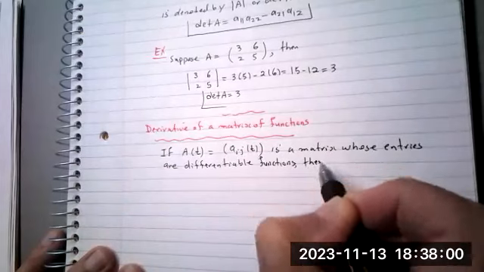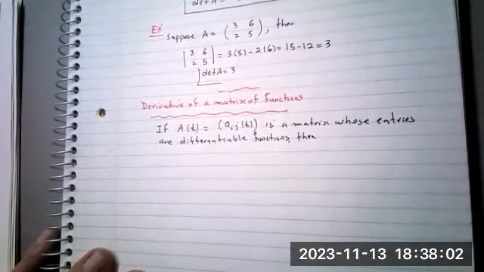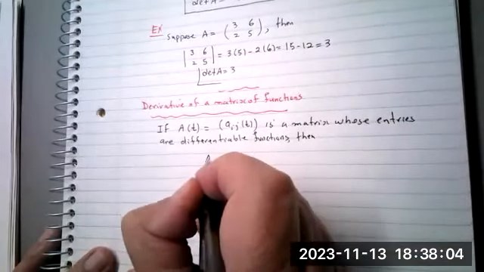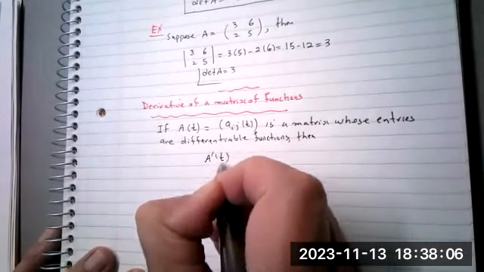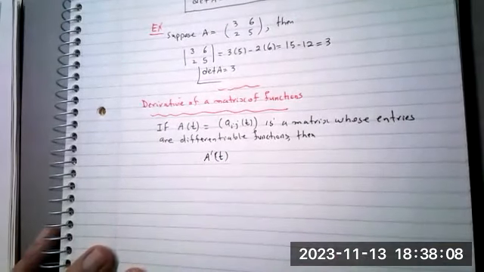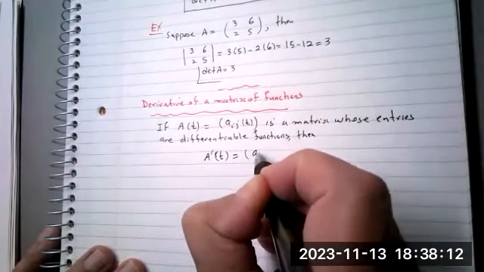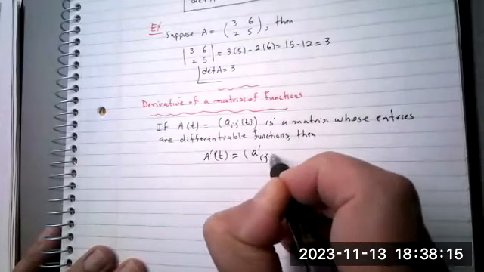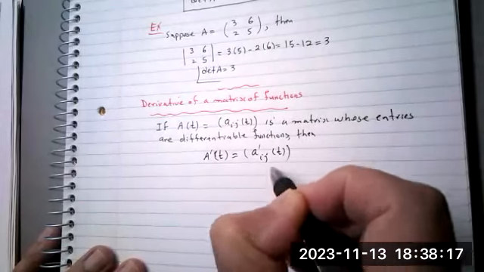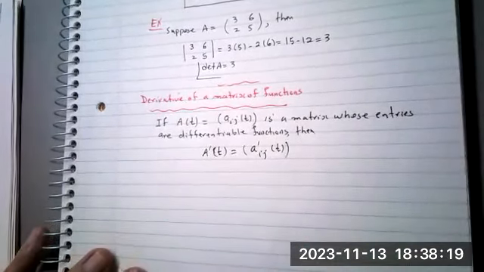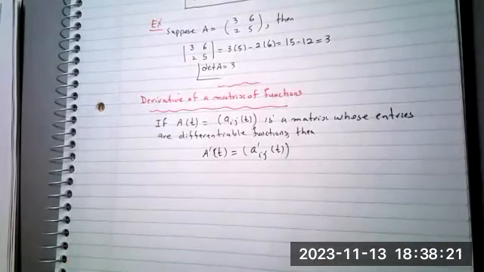Then the derivative of your matrix of functions is going to be A prime of t, differentiated with respect to t. So we differentiate each entry. So it's going to be a_ij prime of t. So this is going to be the derivative of a matrix of functions.